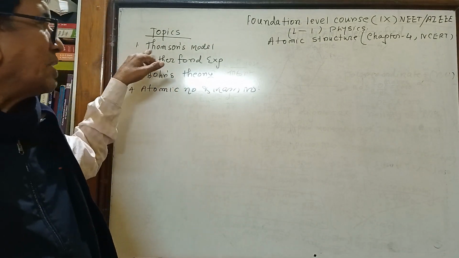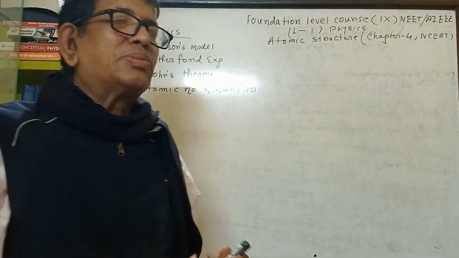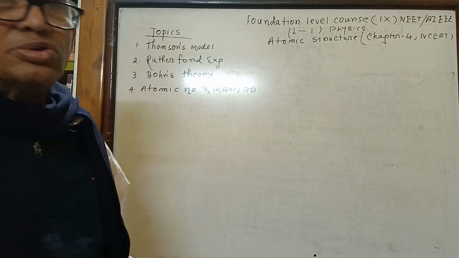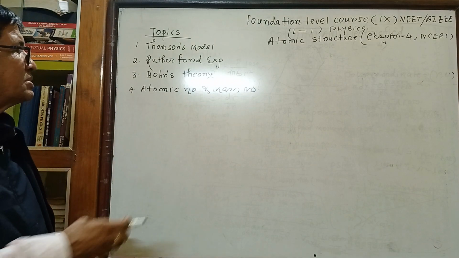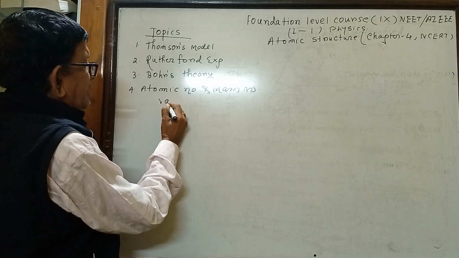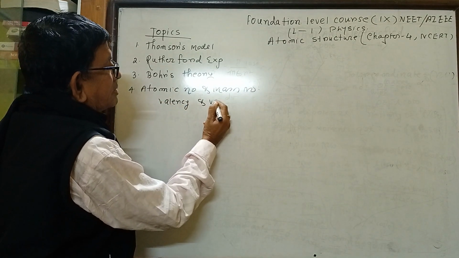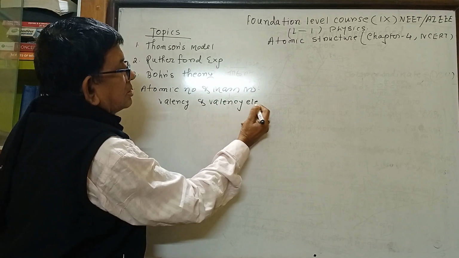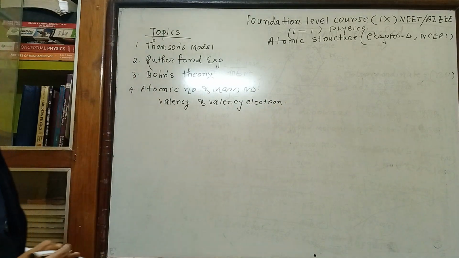First topics I am going to discuss in atomic structure: basic idea of Dalton's atomic theory, Rutherford experiment, Bohr's theory, and atomic number, mass number, valency and valence electron. These are the topics I am going to discuss one by one.